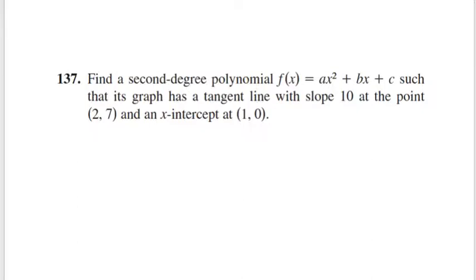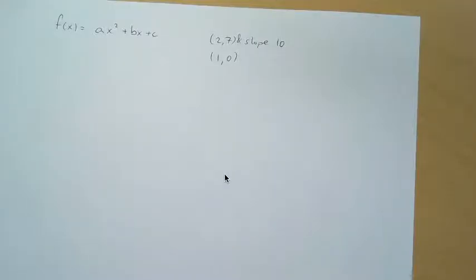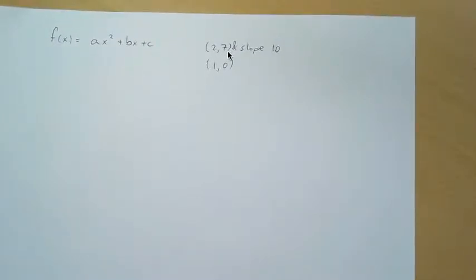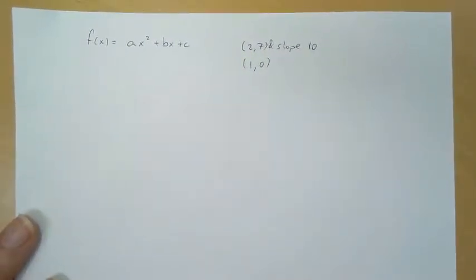That would be the perfect situation. Do we have 3 conditions? Yes, we do. We know that the parabola goes through the point (2, 7). We know that the parabola has a slope of 10 at the point (2, 7), and we know that the parabola goes through the point (1, 0). So all we need to do is really just set up the equations and then solve the system of equations.